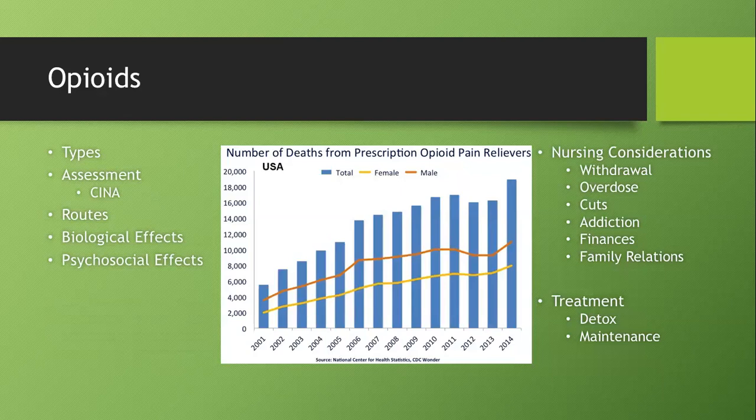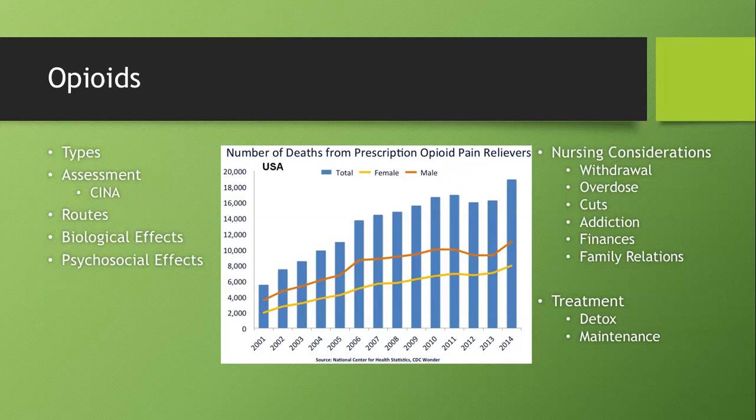For opioids, these can be sniffed, snorted, injected, smoked, or ingested. The way it works is it binds to opioid receptors to produce an antagonist action, so it increases the dopamine release, causing a rush. It is derived from poppies. Examples are opium, heroin, which is the most commonly abused, morphine, and codeine.